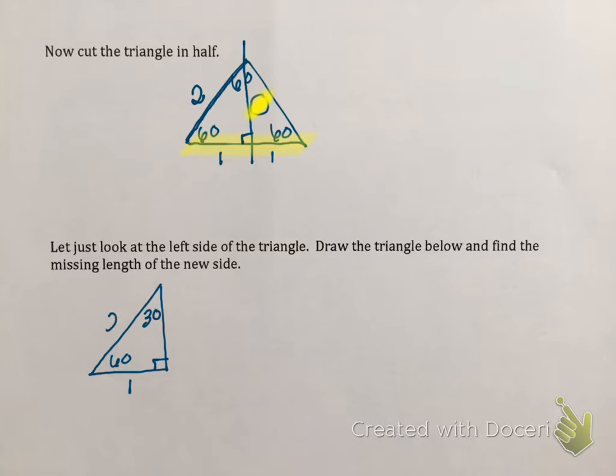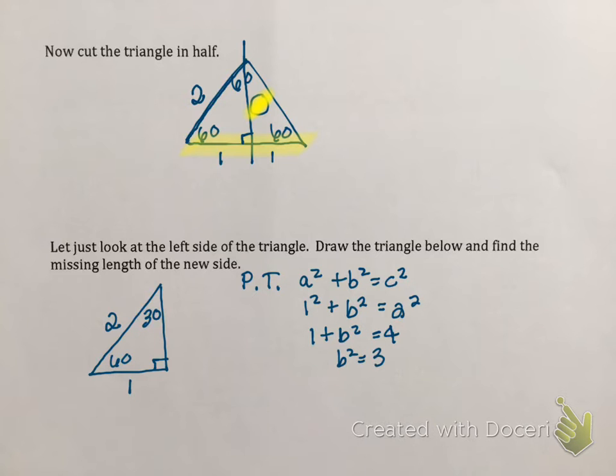And we know this is 1, 2. We've got to find that missing side. Okay, so I'm going to use Pythagorean theorem again. A squared plus b squared equals c squared, where a is 1, b is the unknown, so we'll leave that as b, and c is 2. So I get 1 plus b squared equals 4, b squared equals 3, b equals radical 3. So I just found that missing side to be radical 3.